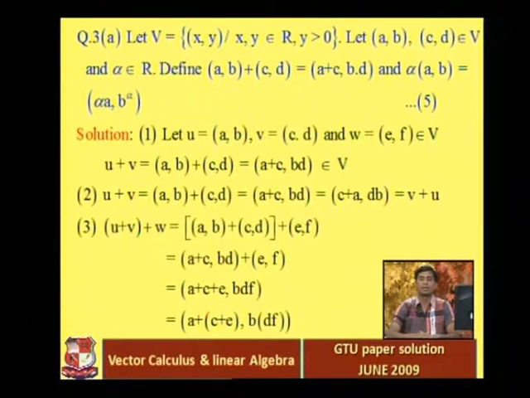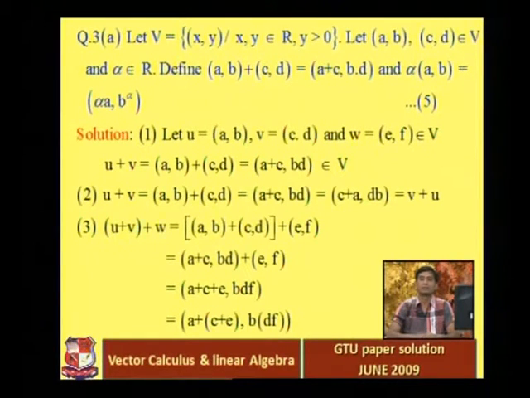0 is the additive identity of the given set. Next one is the additive inverse, that is u plus minus u. We can find such a minus u belonging to V, where V is the set, such that u plus minus u is equal to 0, where 0 is the identity element. So if these 5 conditions are satisfied, then we can say that the given set satisfies all the first 5 conditions for addition.